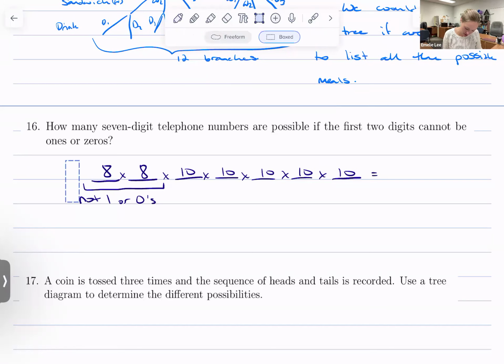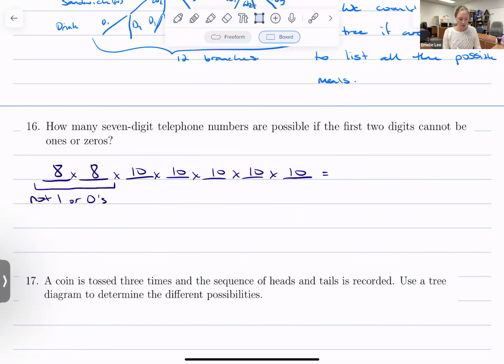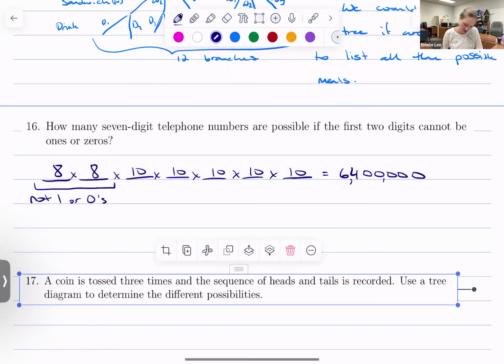This is going to be quite large, so I'm going to move this over here. 8 times 8 times 10 to the power of 5. I get 6,400,000. 6.4 million 7-digit phone numbers can be made with those restrictions.